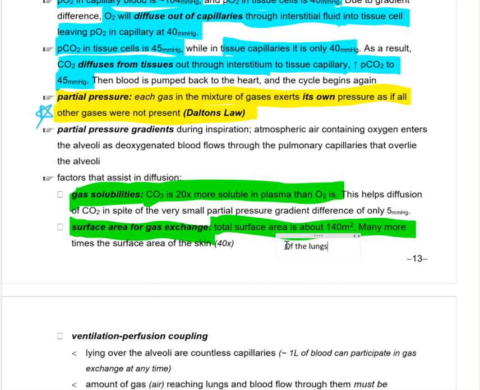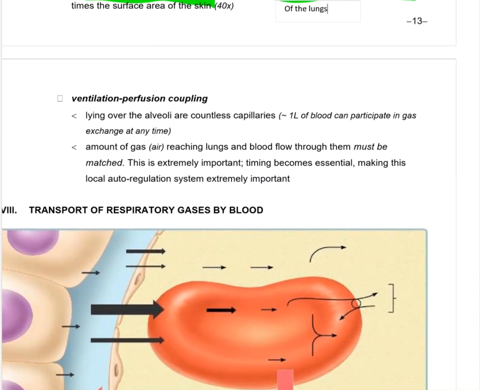That's 140 meters squared. That means that all the alveoli, if I were to take them and lay them on the ground and put them next to each other in a big, long rectangle, it would be about 140 meters squared. So that helps gas exchange occur very fast for us.